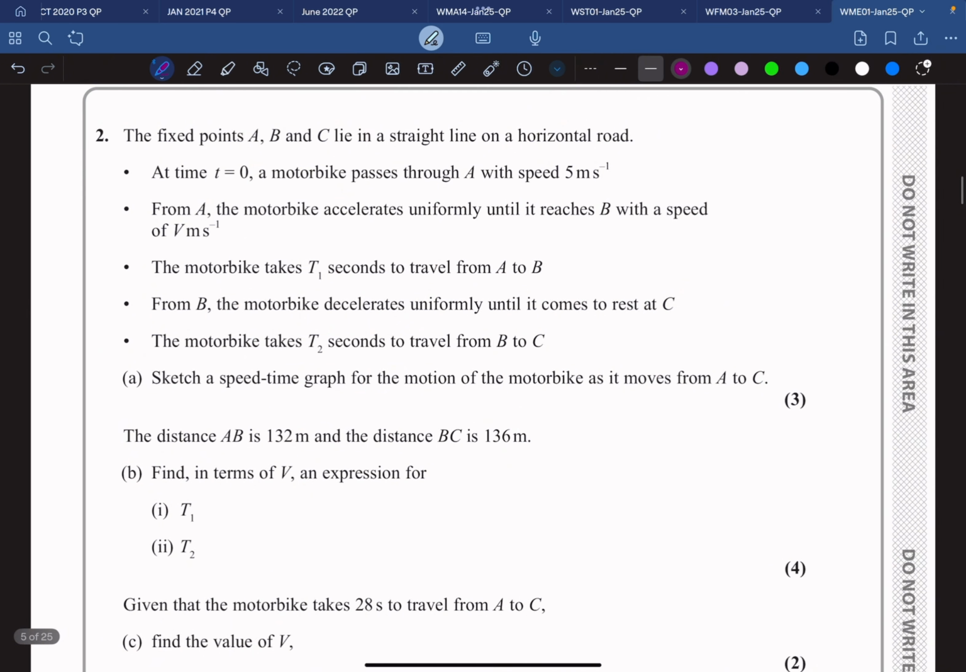The fixed points A, B, and C lie in a straight line on a horizontal road. At time t equals 0, a motorbike passes through A with speed 5 meters per second.